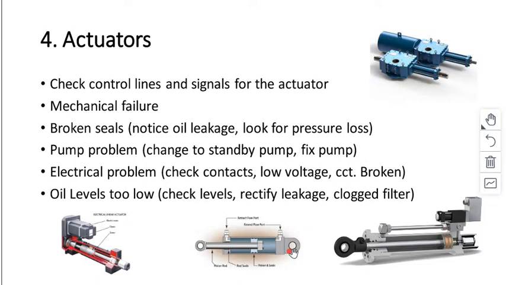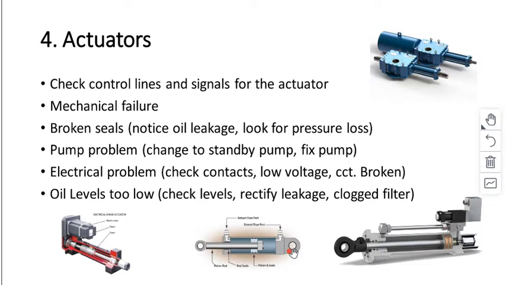So again, that could be one of them. It could just simply be a mechanical failure, could be a broken seal. So if it's a broken seal somewhere, you should have some oil leakage or pressure loss at least. It could be a pump problem. So if you suspect it's a pump problem, change the standby pump. And if the problem is fixed, then you know the pump is down and you put another pump in.